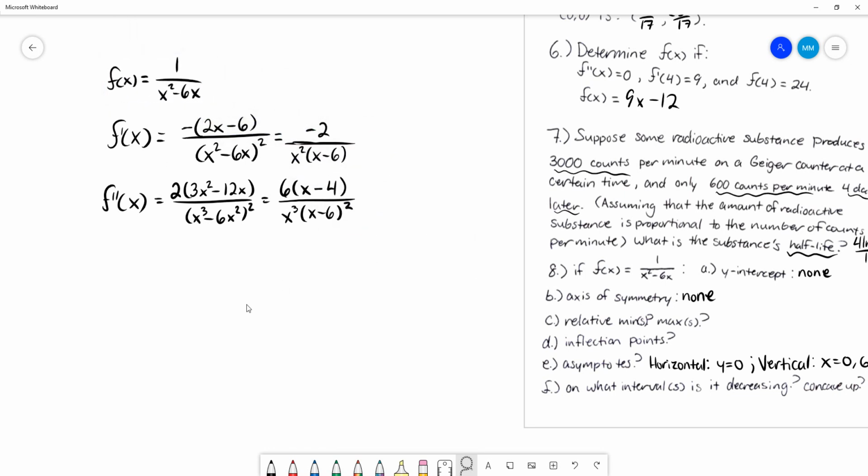So now we want to find our relative minimums and maximums. So we need to find our critical points, which this can never equal 0 because, of course, we're always going to have a constant up top, and any zeros down here would just make it undefined, right? So we don't actually have any critical points, but remember, we have to remember the discontinuities. X cannot equal 0 or 6, right? And we see that that's the same thing here. Okay, so x can't equal 0 or 6.